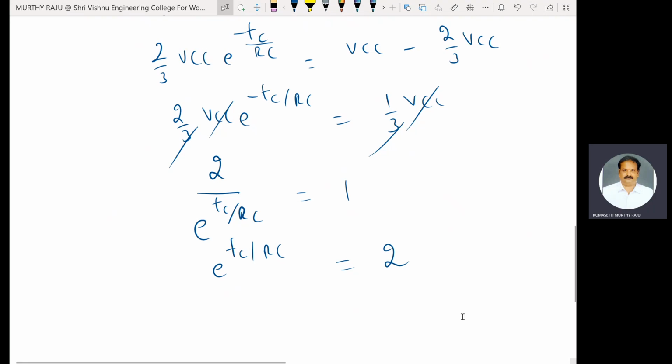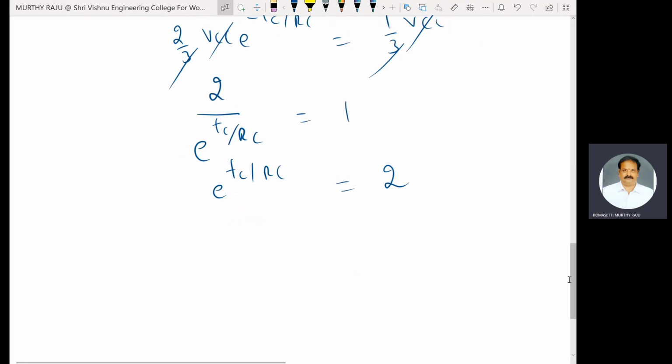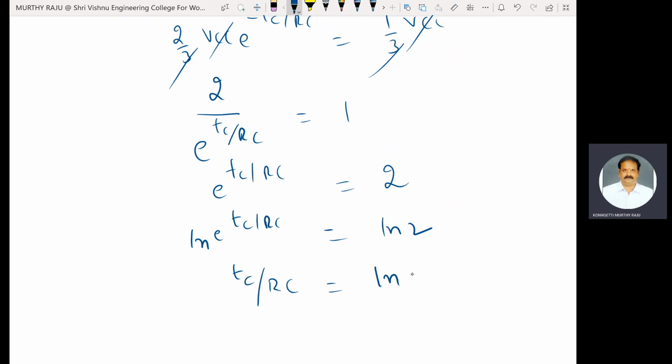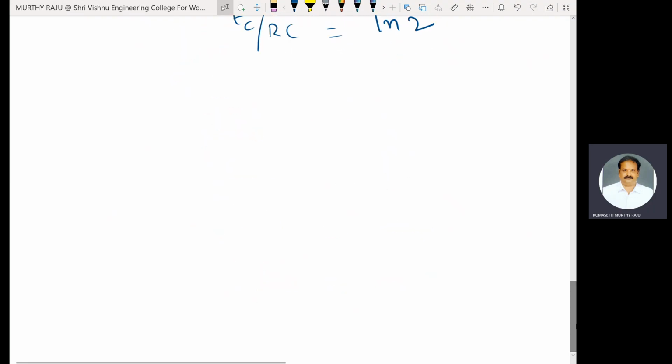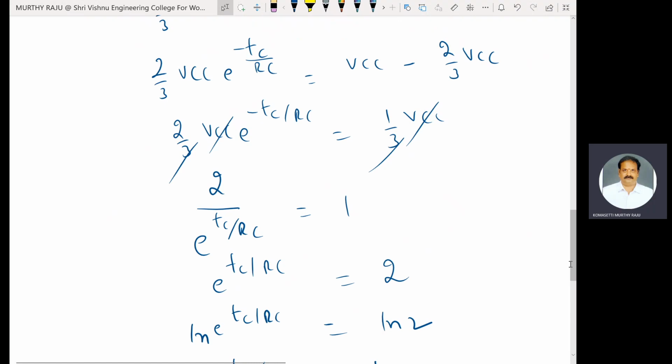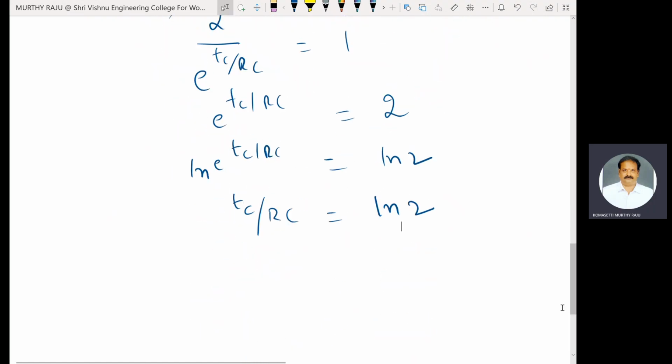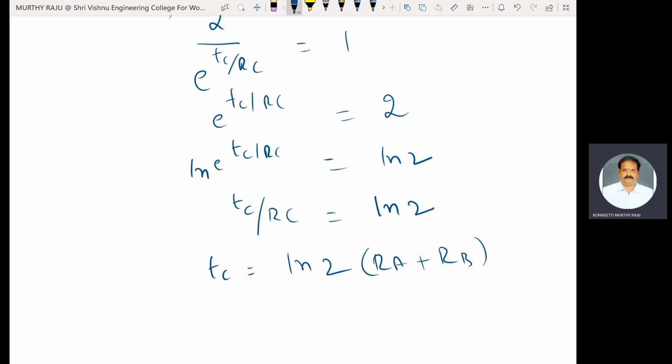Apply logarithm on both sides here. ln e power TC by RC is equal to ln 2. Therefore, TC by R into C is equal to ln 2. That is, R is nothing but RA plus RB. TC is equal to ln 2 into R, and R is nothing but RA plus RB, the capacitor charging through two resistances RA plus RB into C.